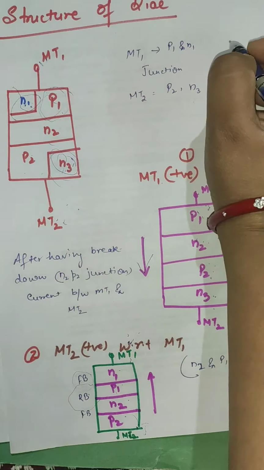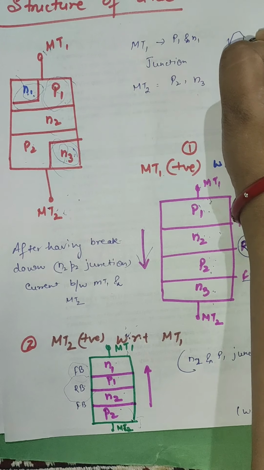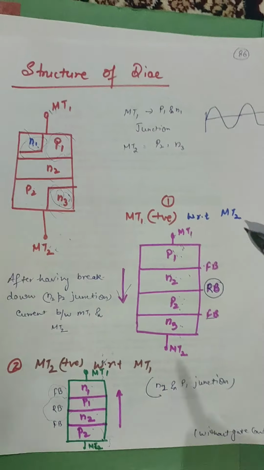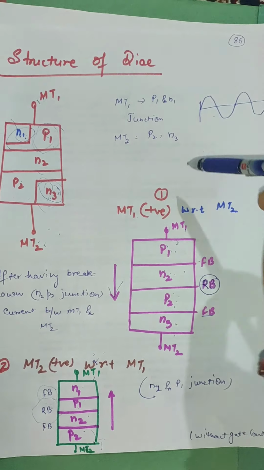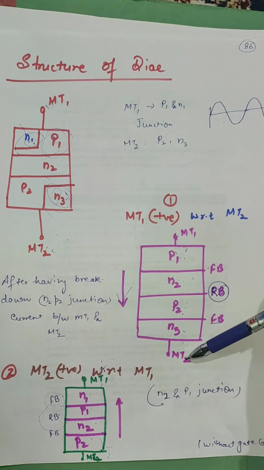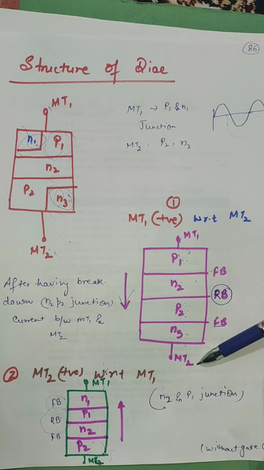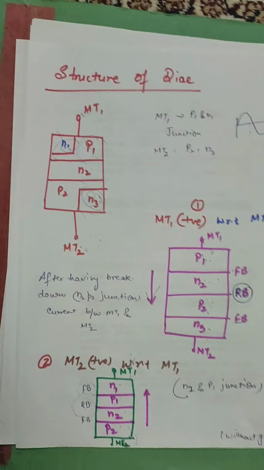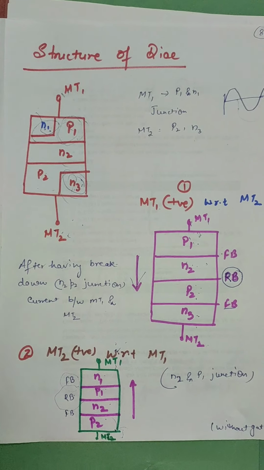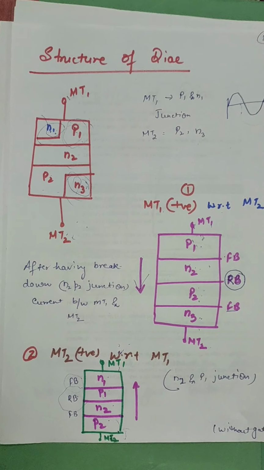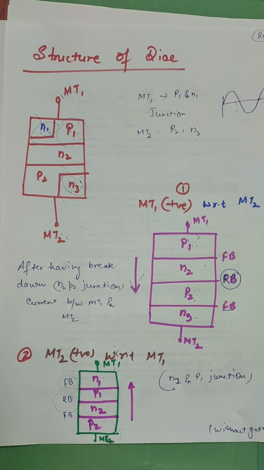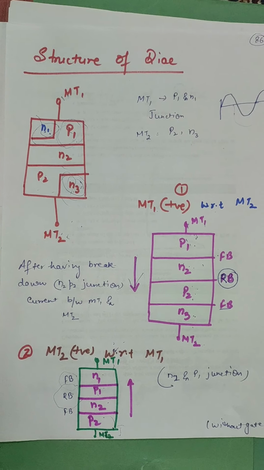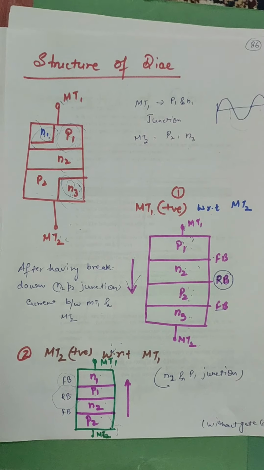Because an AC signal goes positive, negative, positive, negative, for the positive half cycle MT1 is positive with respect to MT2, and for the negative half cycle MT2 is positive with respect to MT1. That's why current flows in both directions. It is a bidirectional component for AC signals, and it does not have any gate control.